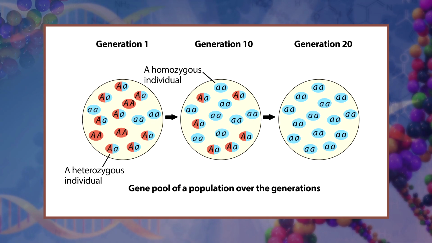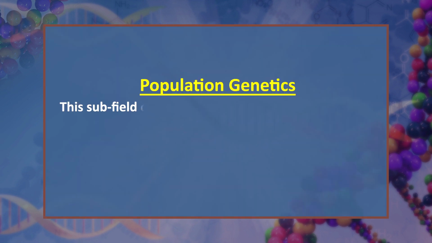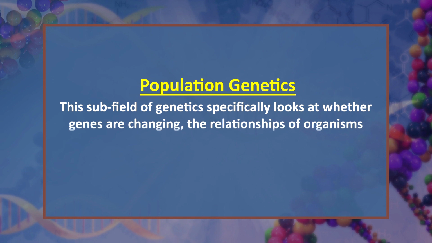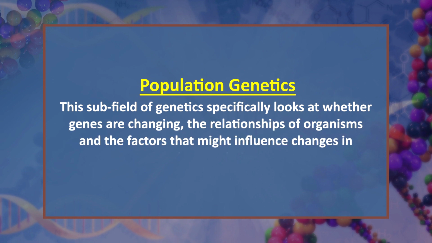Population genetics studies the frequency of alleles within an overall gene pool or a specific population of organisms. This subfield of genetics specifically looks at whether genes are changing the relationship of organisms and the factors that might influence change in the population.